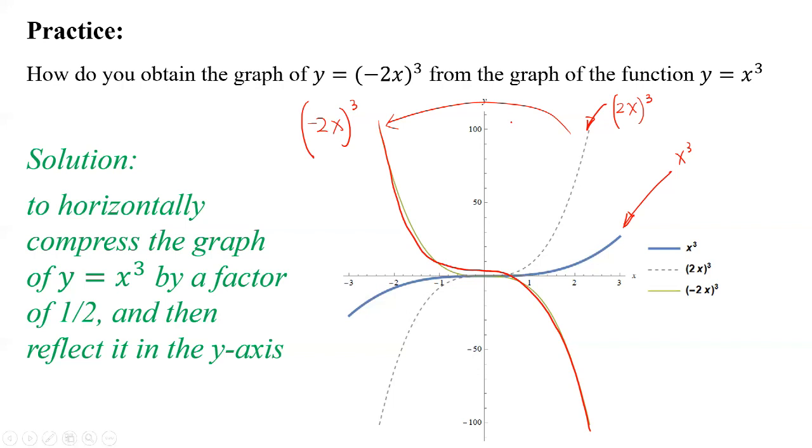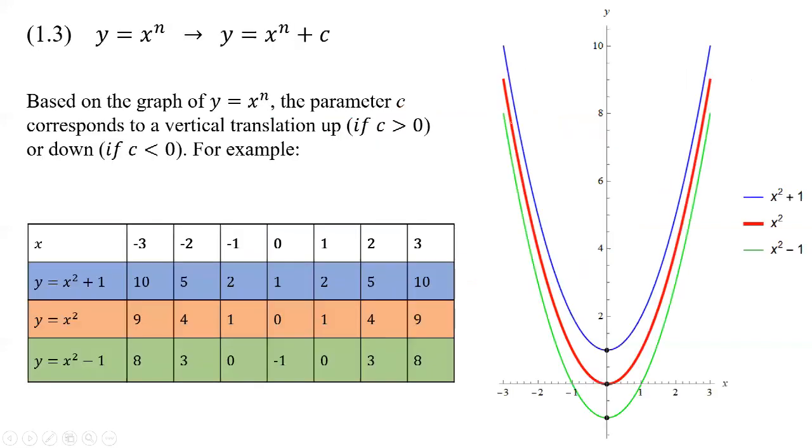No? Okay, let's see the next type of transformation. So this time we just add a factor of c at the back of the original function. So what will happen? This actually is the simplest case, right? So let's consider a function, for example, y equals x squared. And this time, for example, we put a factor of 1 at the back of the original function.